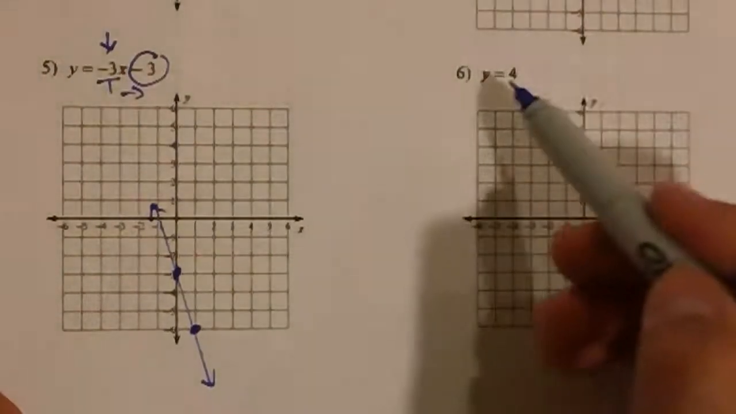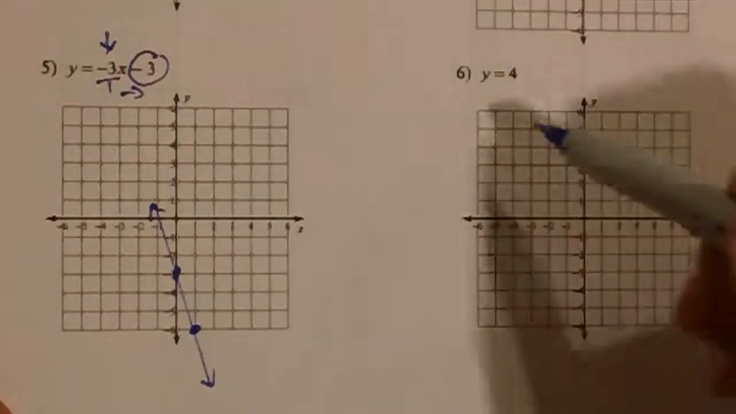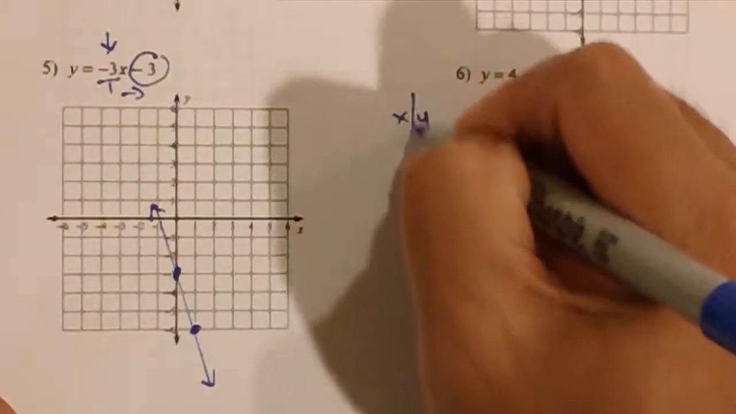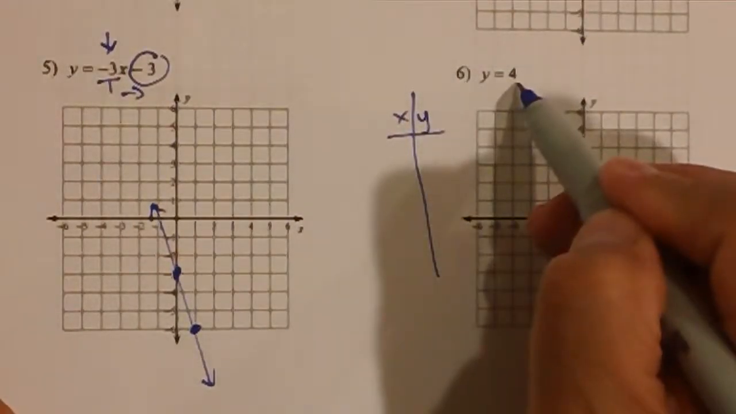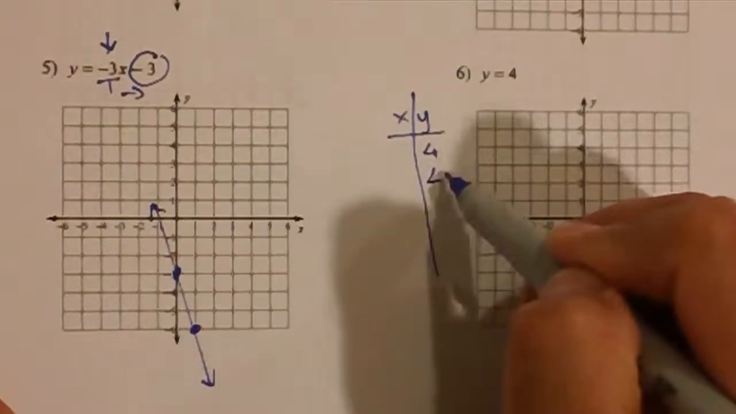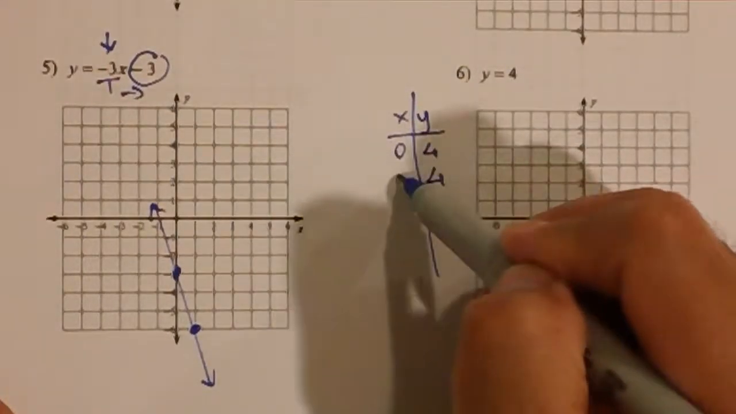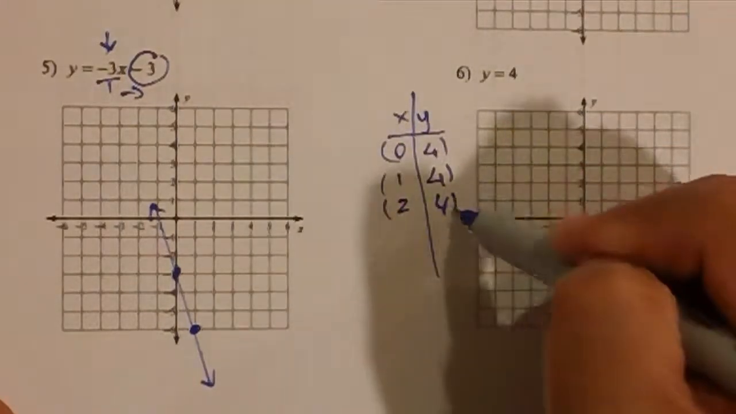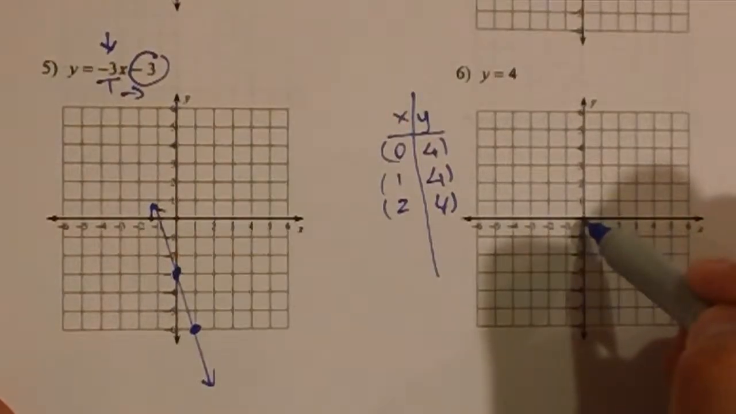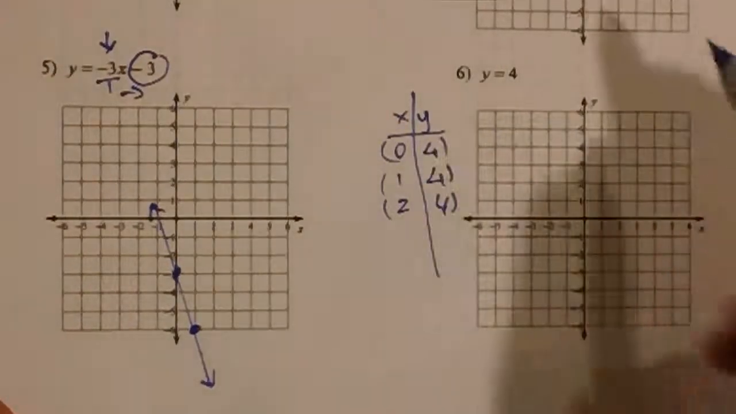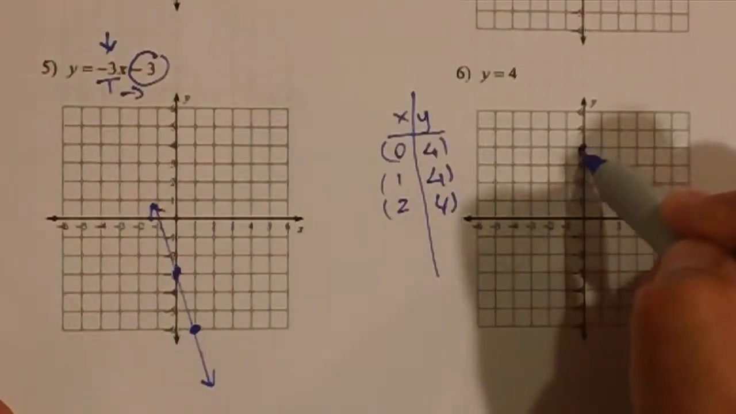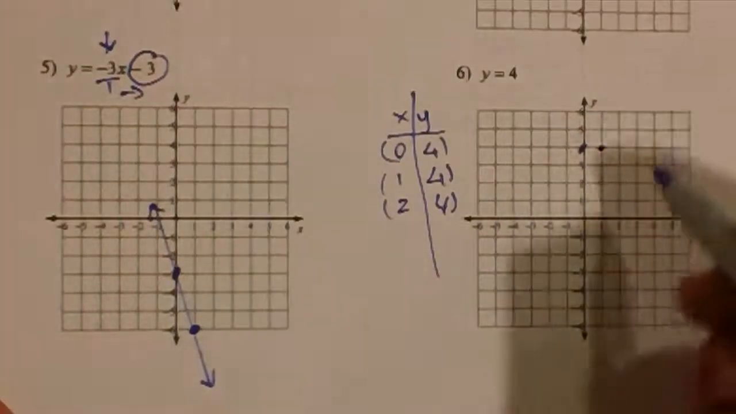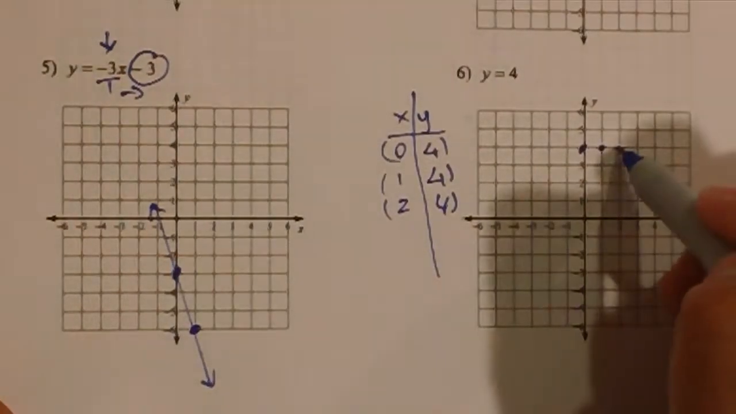Now here, number 6, y is equal to 4. What this basically means is that if we were to create x and y values for this, every single y value is going to be 4, 4, 4, no matter what I put in here. Which means if I graph these as ordered pairs, it's going to be 0, 4: 0, and then onto the y, 1, 2, 3, 4, put a dot. Then 1, 4: go over 1, and up 4. Go over 2, and then go up 4.